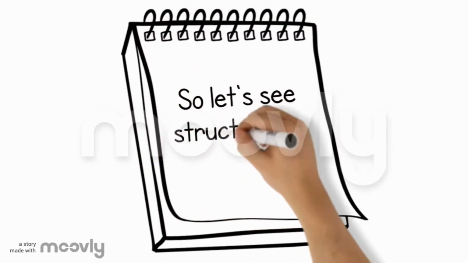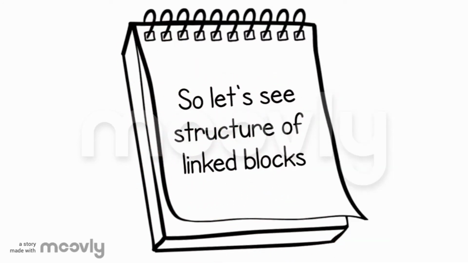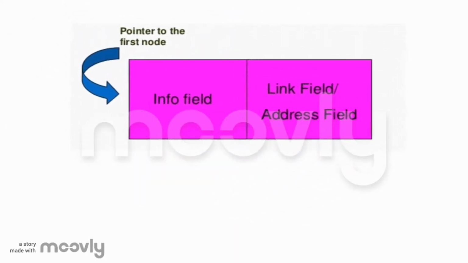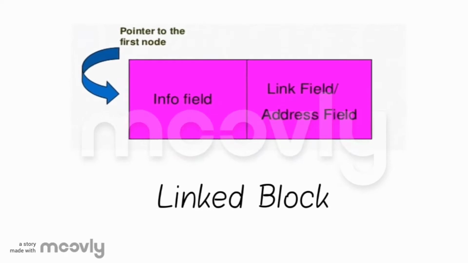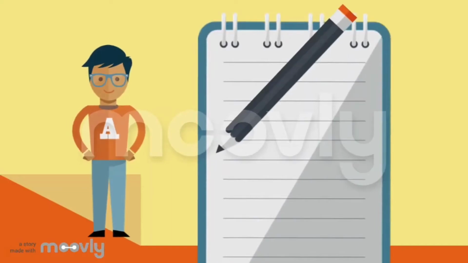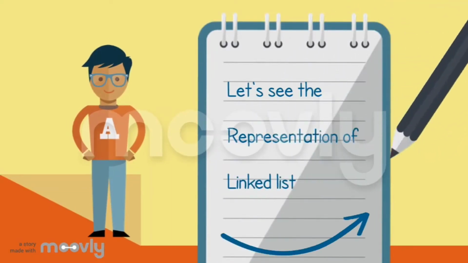So let's see the structure of linked blocks. The above picture shows the structure of linked blocks. These are the explanations of each element. Let's see the representation of linked list.